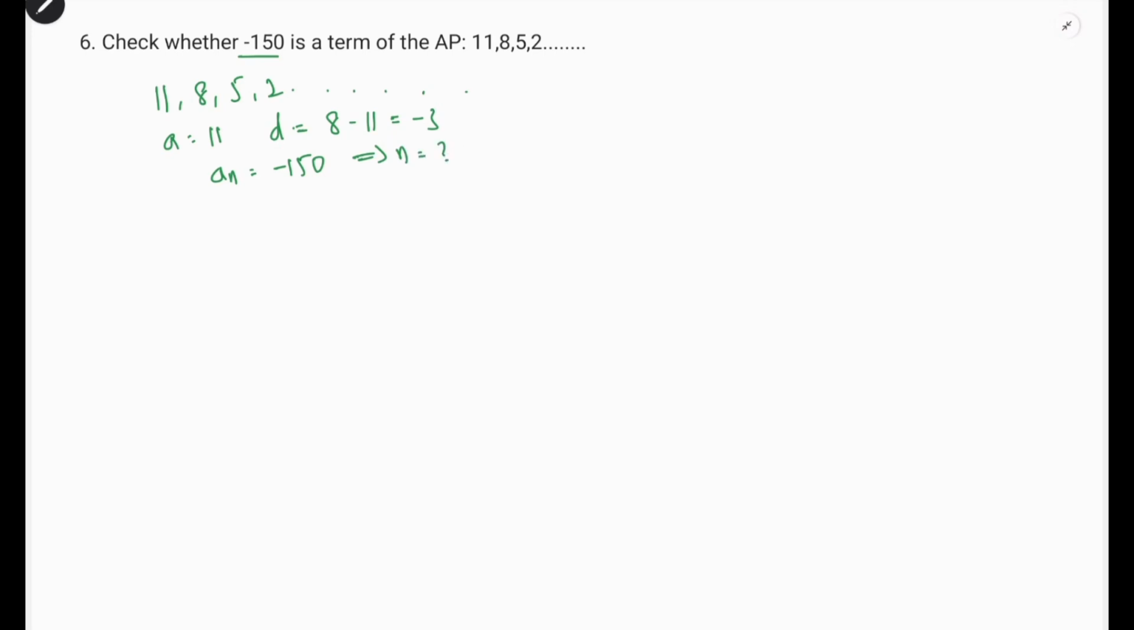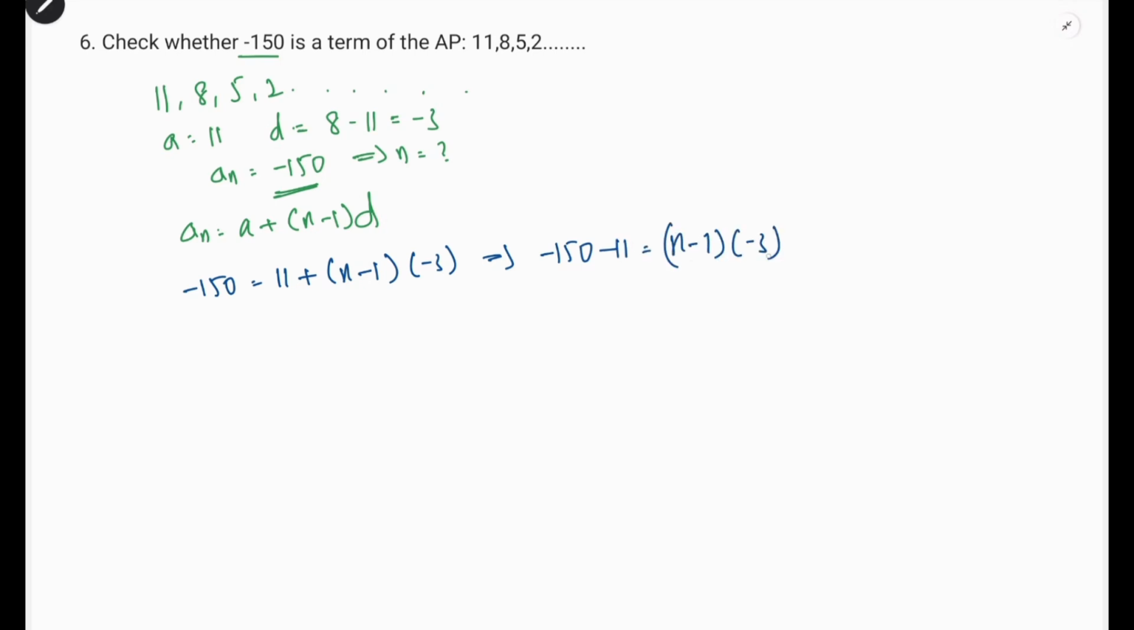Okay, if we get n as a natural number, then minus 150 is a term. If we don't get n as a natural number, if we get it in fractions, then minus 150 is not a term of the AP. So here we will use the formula an is equal to a plus n minus 1 into d, and we will substitute the values. We get an, minus 150, is equal to 11 plus n minus 1 into minus 3. We get minus 150 minus 11 is equal to n minus 1 into minus 3.